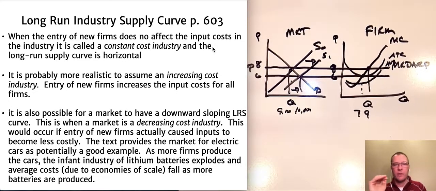Almost always it's going to say this is a constant cost industry, but every once in a while they'll throw an increasing cost on you. You do everything exactly the same. They're not going to make you graph it. It's just that at the end of the question when it says, what's this like in the long run? You have to say, oh, the price is going to be more. Or in a decreasing cost industry, the price is going to be less. In a constant cost industry, the price is going to be exactly the same.